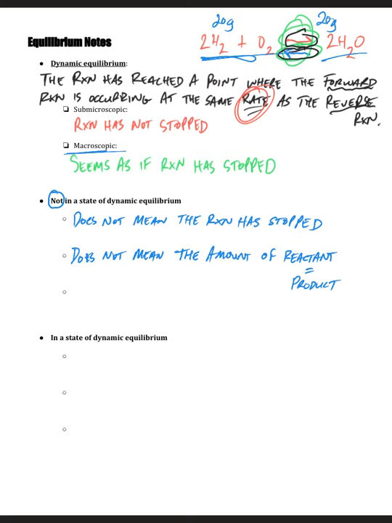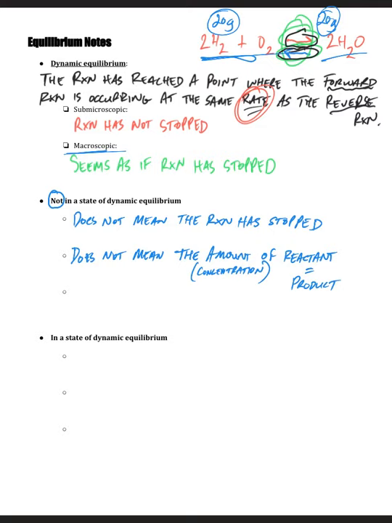Now, another fancy word for amount is concentration, and that's going to be really important moving forward. Concentration essentially means the amount of something. And we talked about that in our kinetics unit, actually. And so another way of saying this is does not mean that the concentration of reactant equals the concentration of product, or the amount of reactant does not necessarily equal the amount of product.